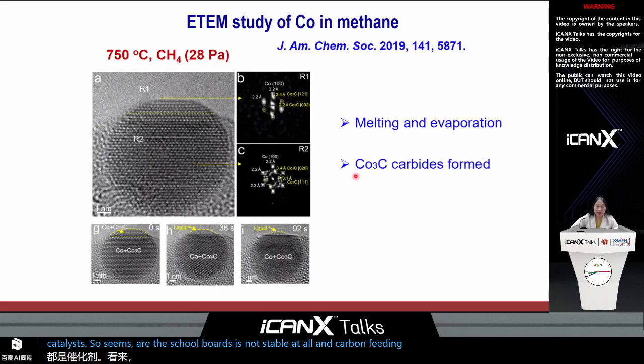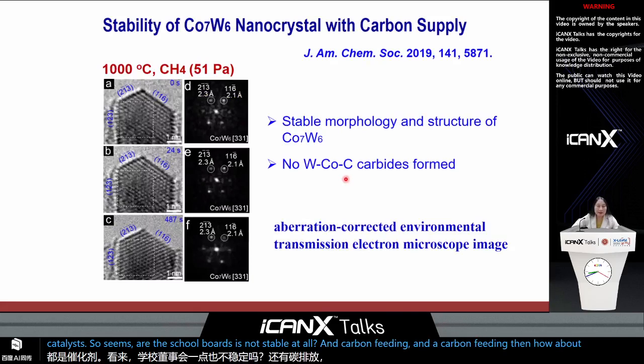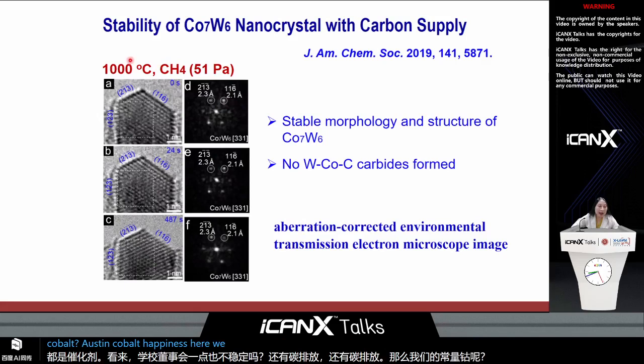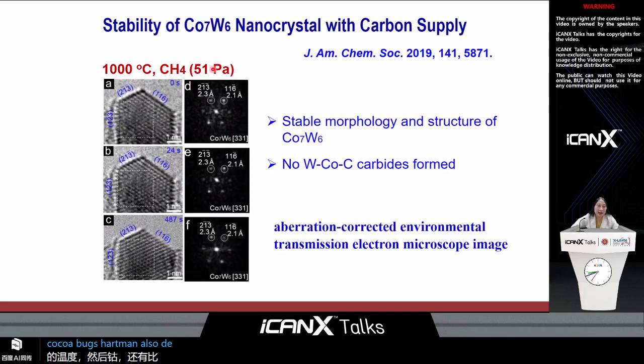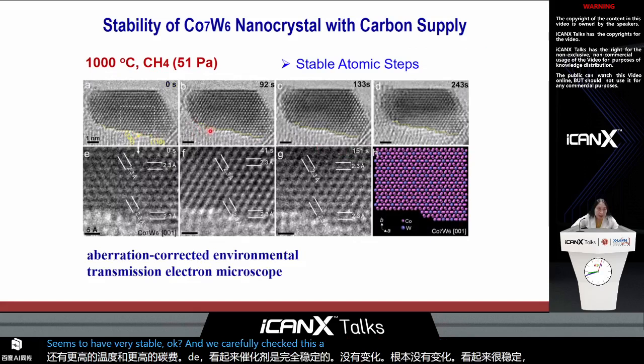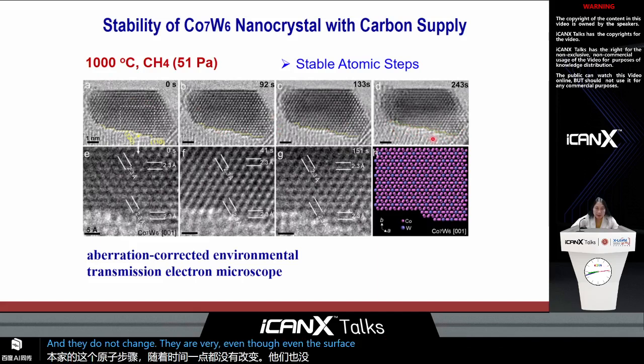Then how about our tungsten cobalt catalyst? Here we use a higher temperature and higher carbon feeding than in the cobalt experiment: we doubled the carbon feeding pressure and also used a temperature 300 degrees higher than the cobalt case. With this higher temperature and higher carbon feeding, it seems the catalyst is fully stable. It didn't change at all. And we carefully checked the atomic steps of the catalyst. Over time, they do not change at all. The surface steps of this cobalt tungsten catalyst are very stable.